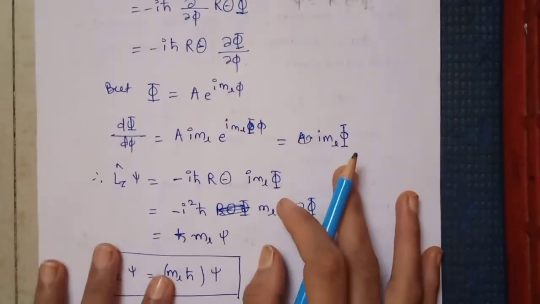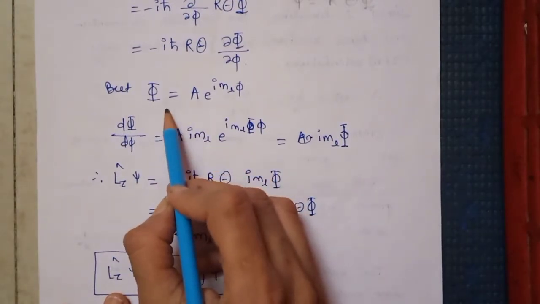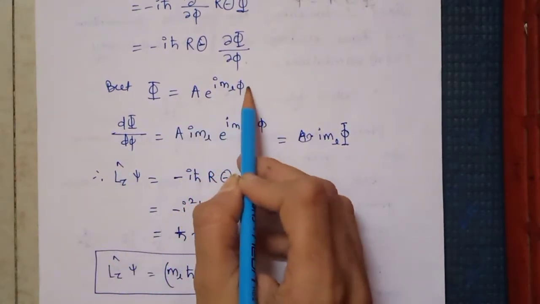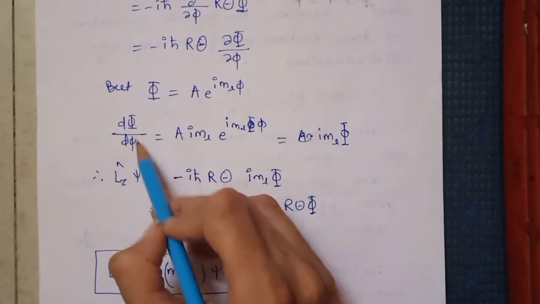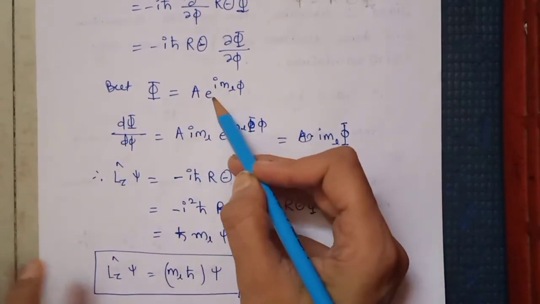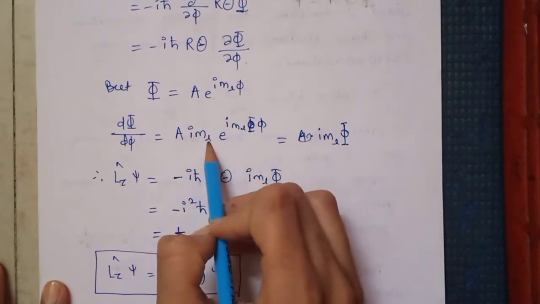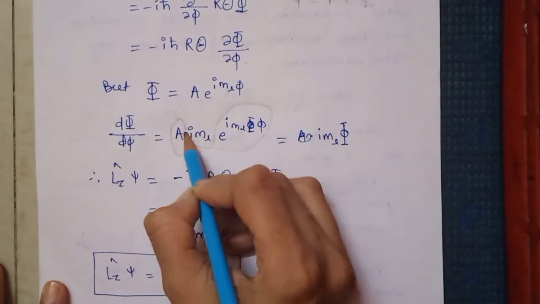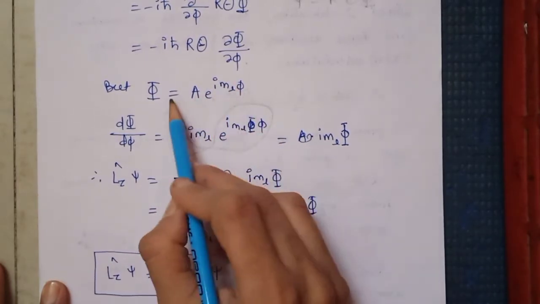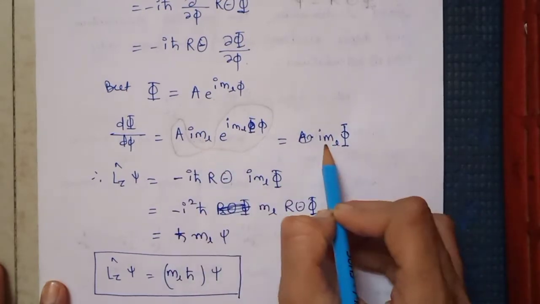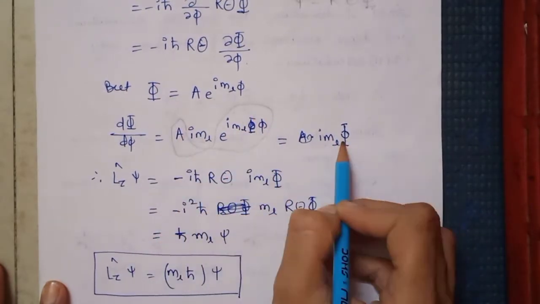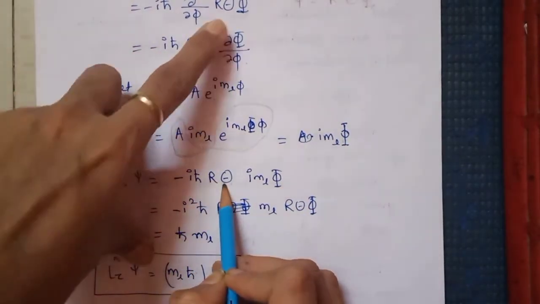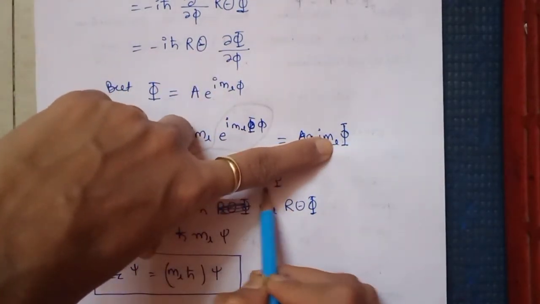But we have already calculated Phi in the earlier equation. When we solved the Phi equation, we got the solution of Phi as A e raised to i ml phi. I will differentiate with respect to phi. So d Phi by d phi is equal to A times the differentiation of e raised to i ml phi, which is i ml into e raised to i ml phi. Now this A e raised to i ml phi is nothing but Phi, so I can write this as i ml into Phi. I have written Phi in place of this. So LZ operator psi is equal to minus i h cross R Theta, and the value of del Phi by del phi is i ml Phi.